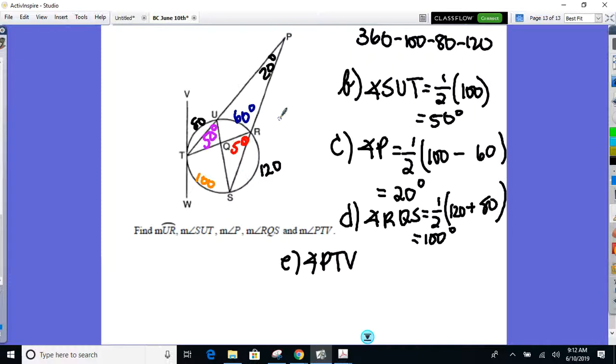Yes, so it's going to be half its arc. So I call it kind of a chord and a tangent here. As long as it's a tangent, if it was a chord and a secant, we'd be in trouble. So it will be half of 80. A tweener angle. There you go. Thank you, Emma. 40 degrees.